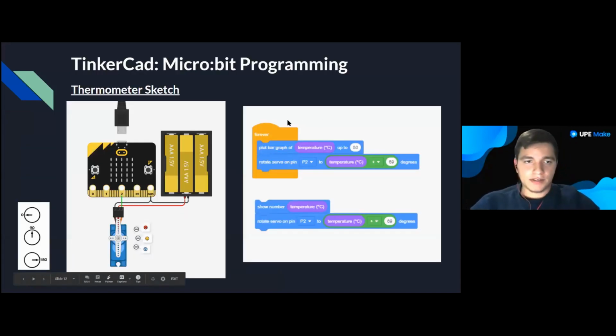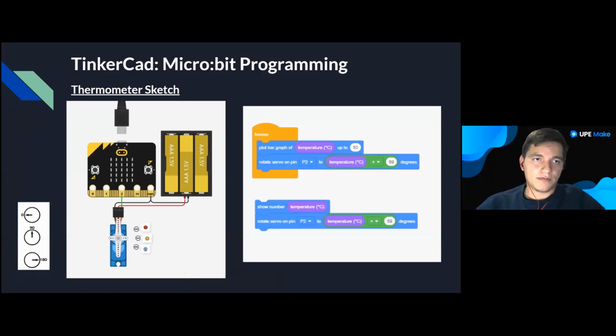So starting off, we're going to do one of the sketches, which is going to be the thermometer sketch. We're going to be able to get the temperature of the actual microbit, and then we're going to display it on the screen, as well as using a servo so that we could, in essence, show when something is hot, cold or normal.